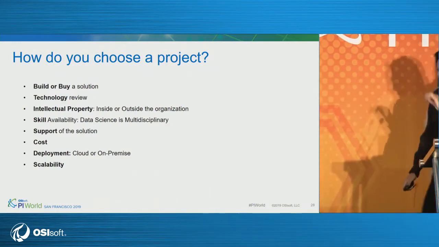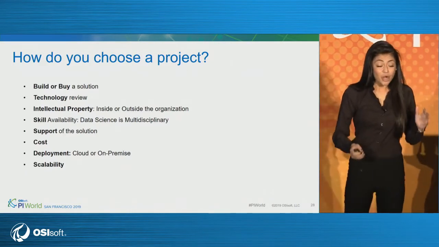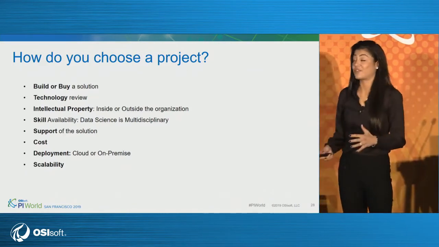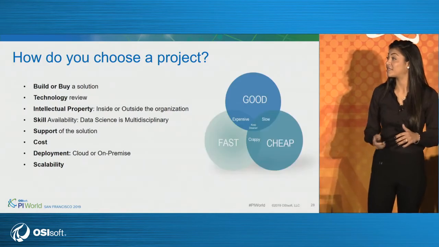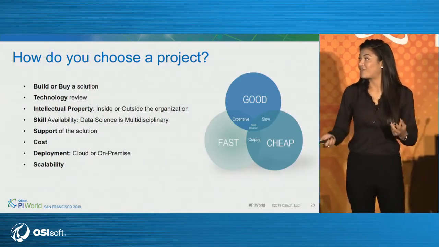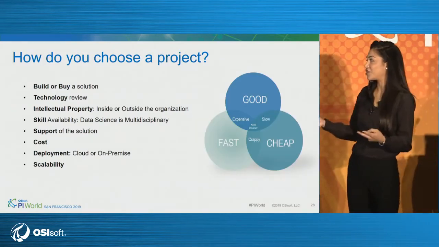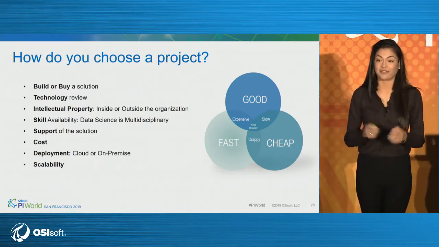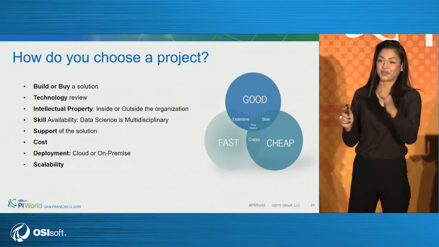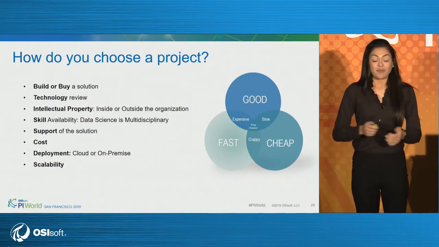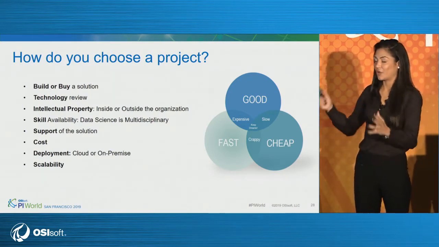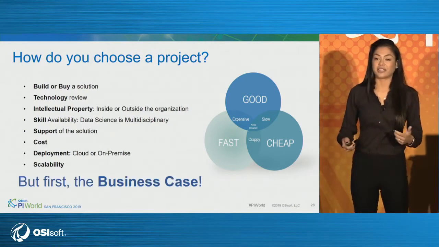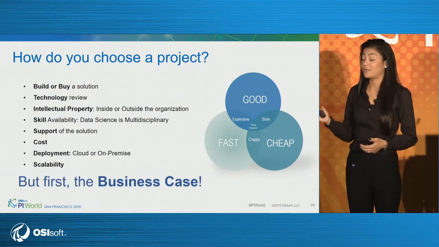Thank you, Ahmad. So yeah, there are a lot of questions that you'll have to ask yourself, and beyond all this, I kind of like that one too. You'll have to choose two: either fast and good, good and cheap, or cheap and fast. Having all three together is the keep dreaming little circle in the middle. But before all of these questions, I want to put the emphasis on the business case.